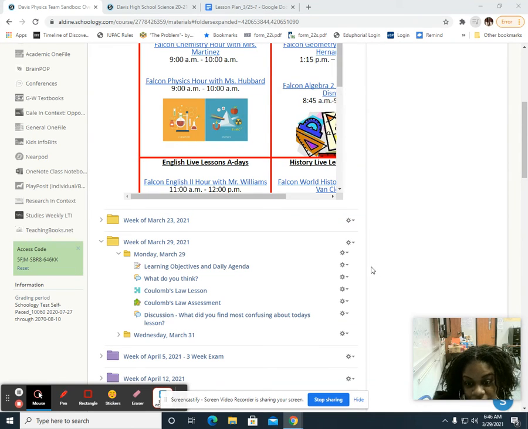Okay, guys, so we are in the last week of March. And so for today on Monday, we'll be going over Coulomb's Law. And then on Wednesday, the 31st, you will have your 3 weeks exam.